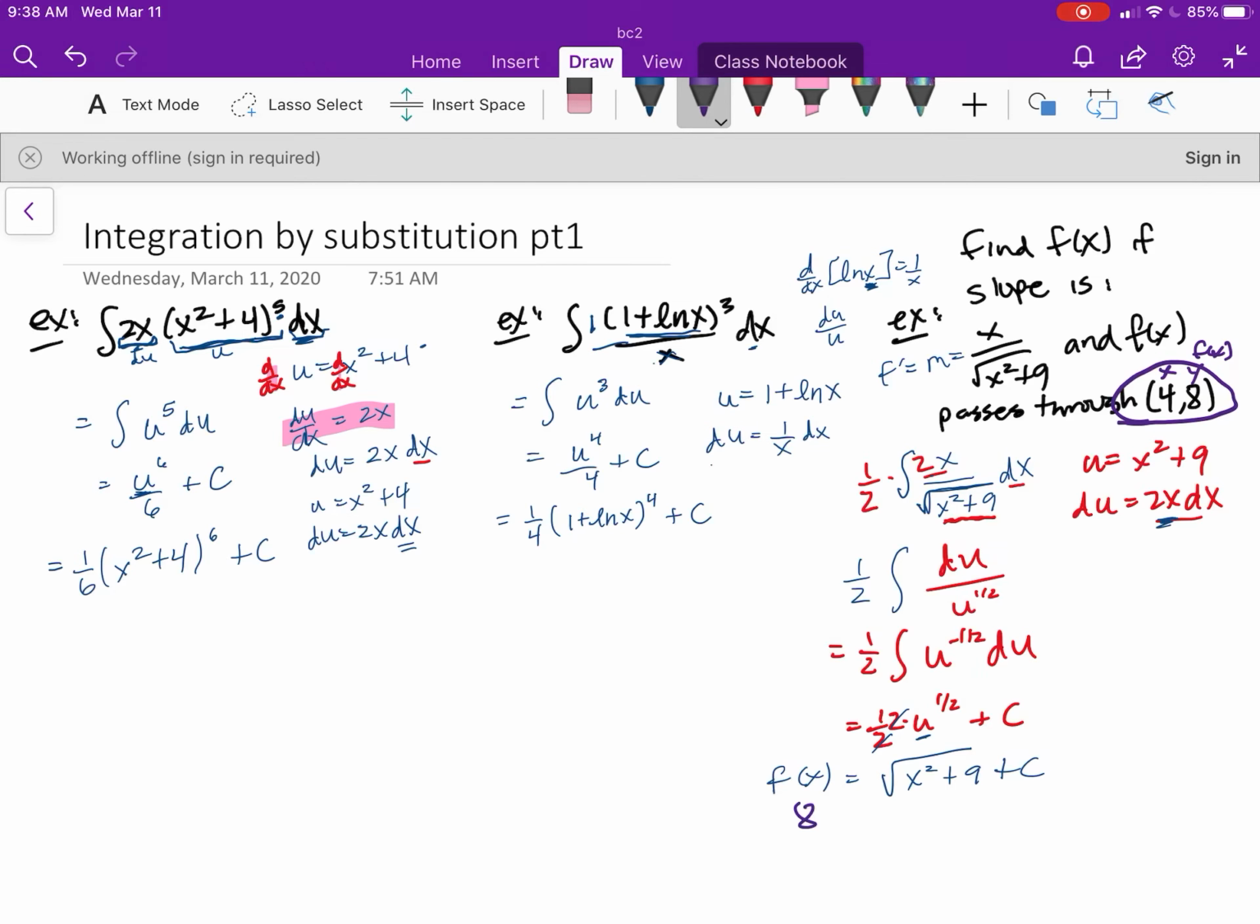So last we make the substitution to find c. So y is 8, x is 4. So we have the square root of 4 squared plus 9, plus c. So that's 16 and 9 is 25. Subtract 5 on both sides, we get that c is 3. Now we're done. We just plug 3 in for c, and we have our function: square root of x squared plus 9, plus 3. Okay, so that's the function that has this slope and passes through that point.